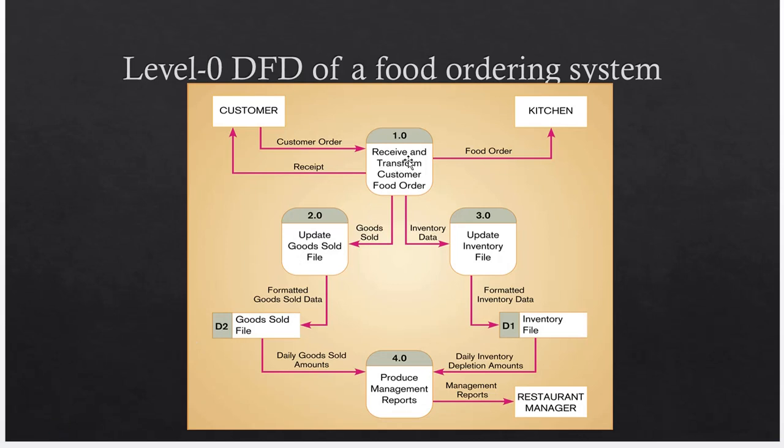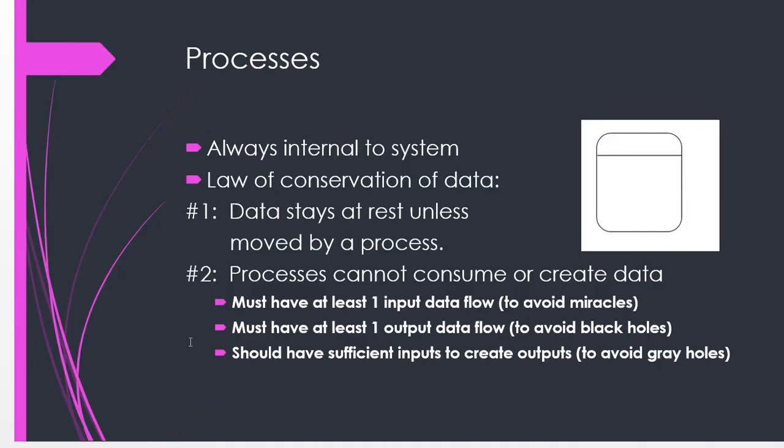So if you look at this process 1, there is at least one input, which is the customer order, and then there are at least 2 outputs. So when this customer order is received by the system, a receipt is produced to the customer as well as a food order which is sent to the kitchen. Then there is also the goods sold information and the inventory data. So a process should have at least one input and also must have at least one output.